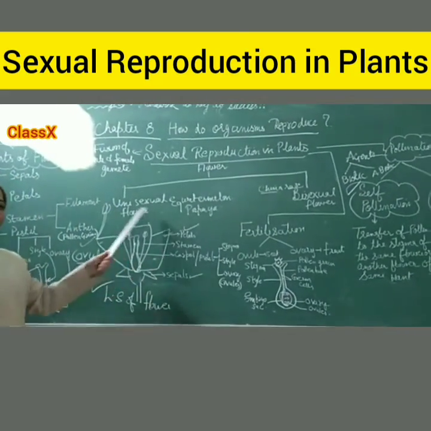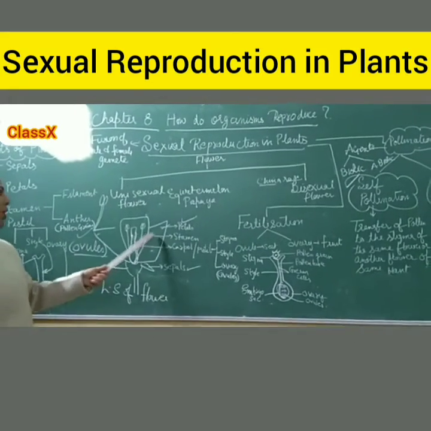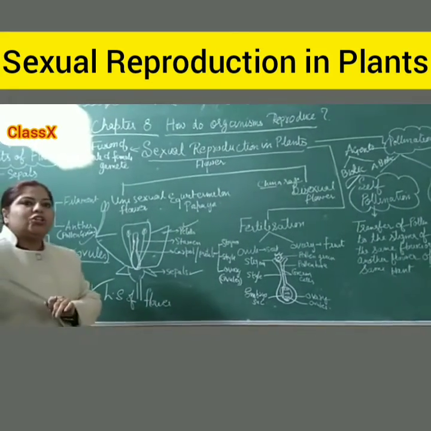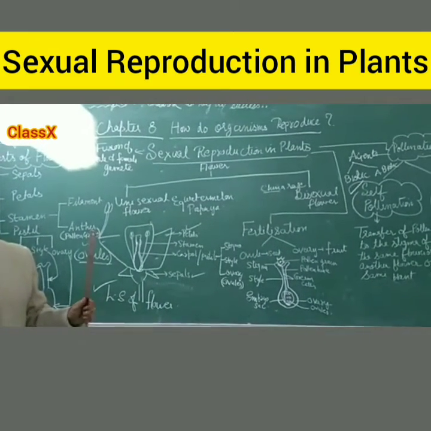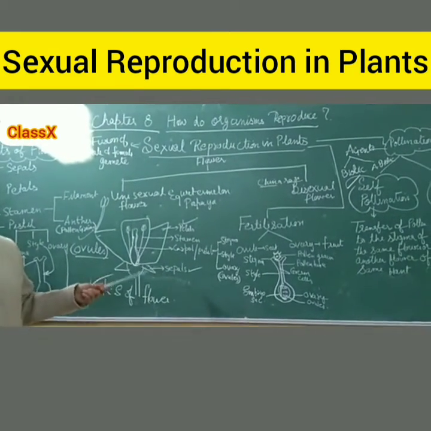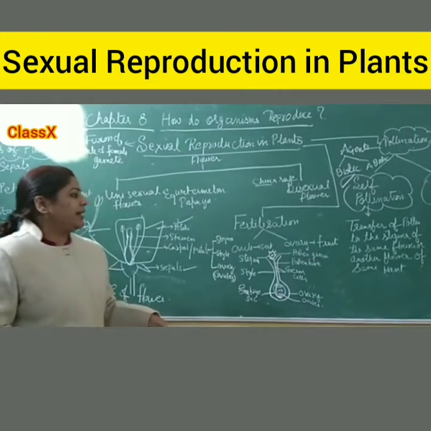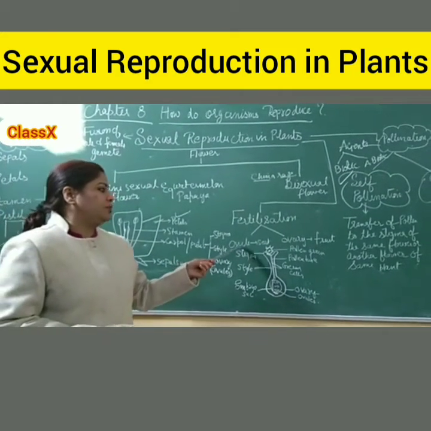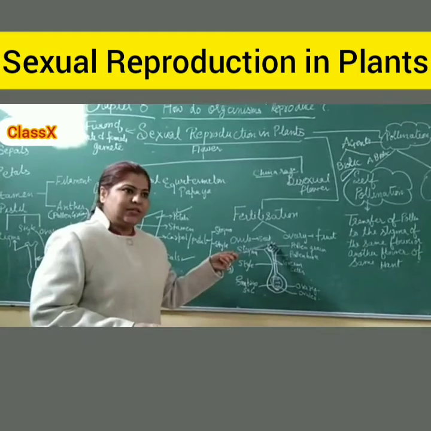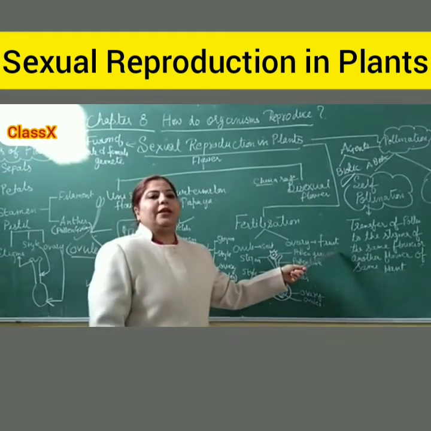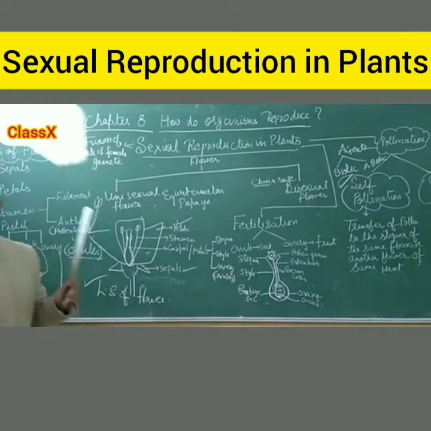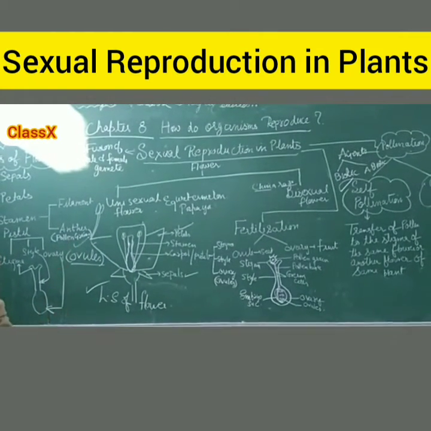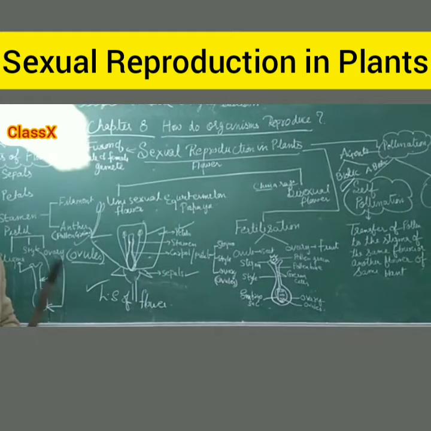So after pollination and fertilization, all these sepals and petals will shed off, they will fall. Then what will happen? The fertilization has already taken place, and now the ovule will convert into the seed and the ovary will develop into a fruit. So this was all about sexual reproduction in plants. Is it clear to everybody?